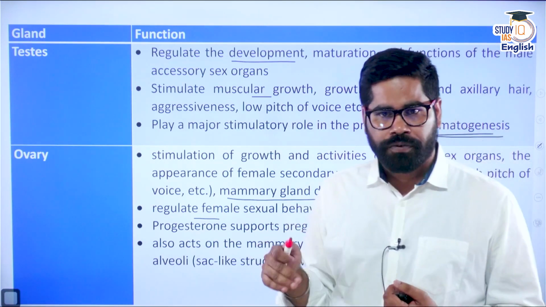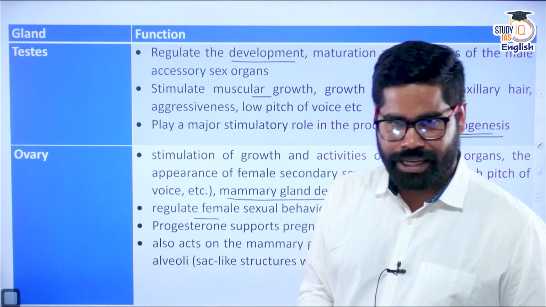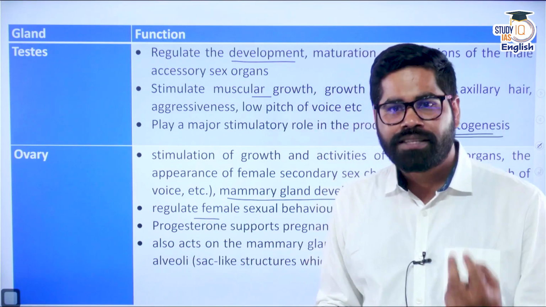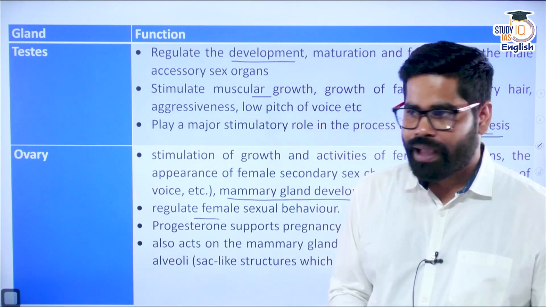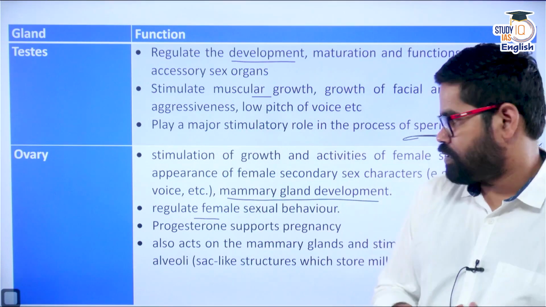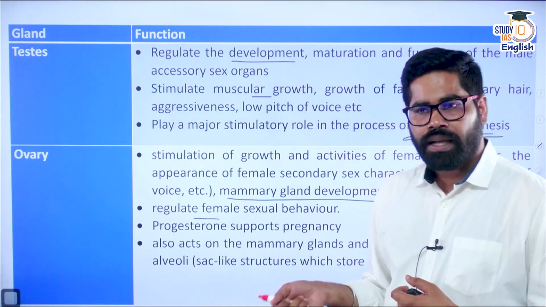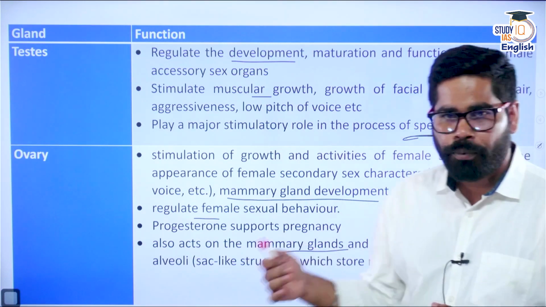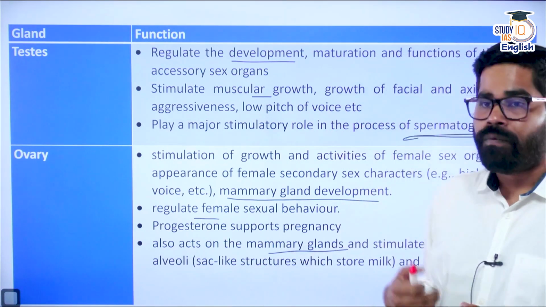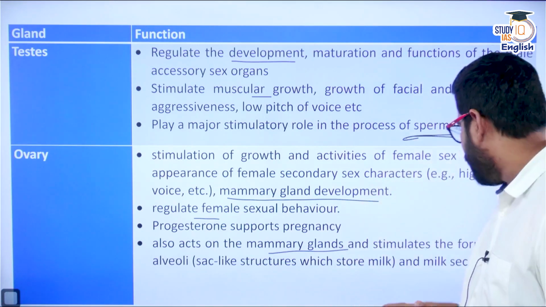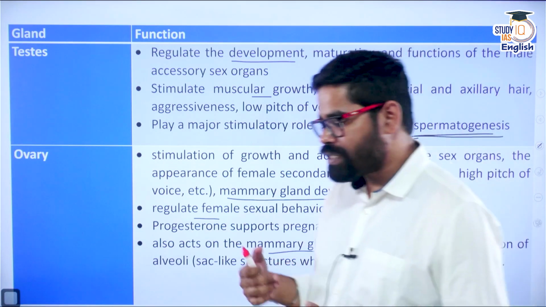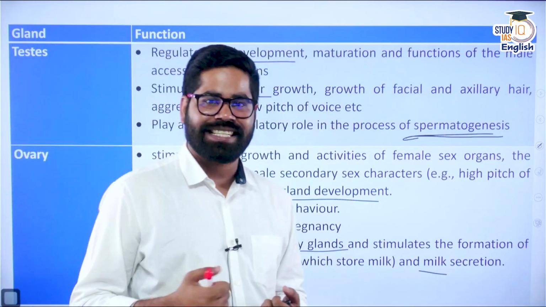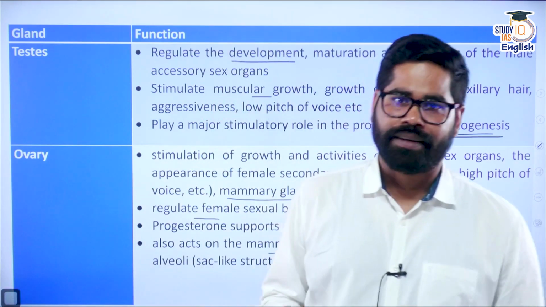There are two types of hormones secreted from here, estrogen and progesterone. So progesterone basically supports the pregnancy, and estrogen is responsible for all the other functions. Then this ovary also acts on the mammary glands, and it supports the formation of alveoli, which store the milk, and is also responsible for the secretion or formation of the milk. So that is the role of the testis and ovary in male and female respectively.